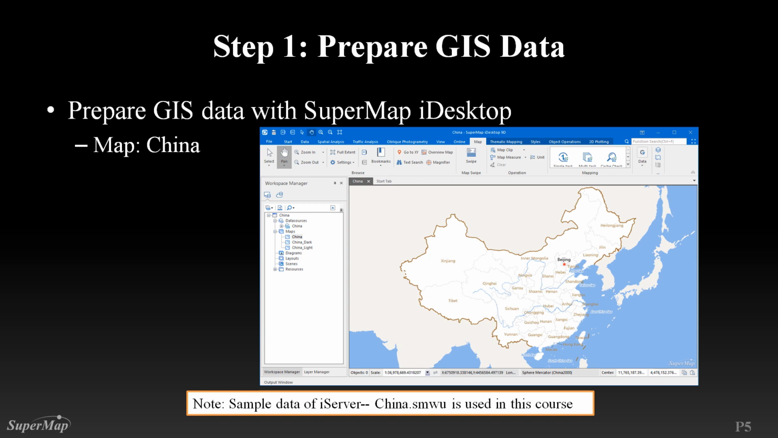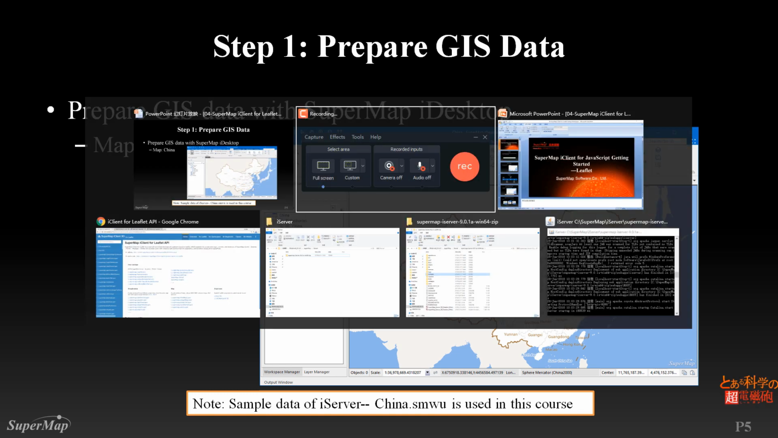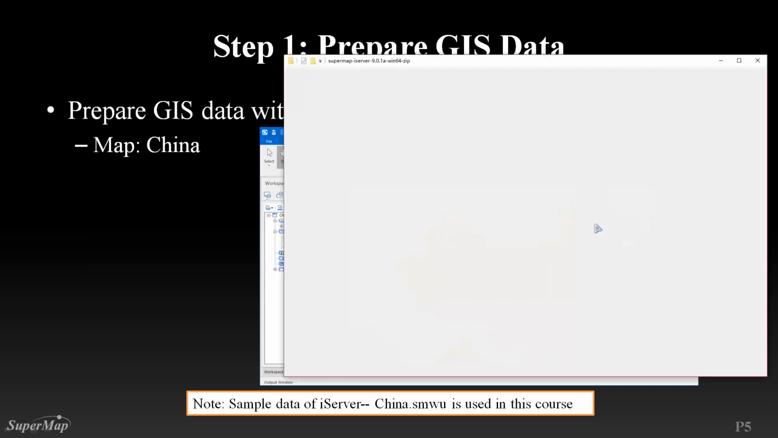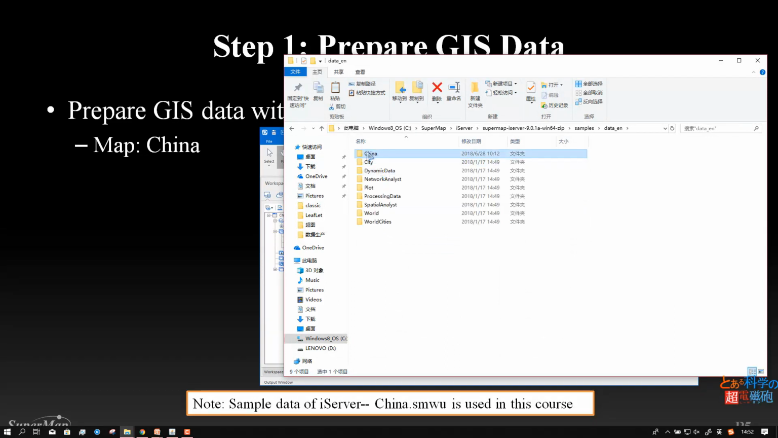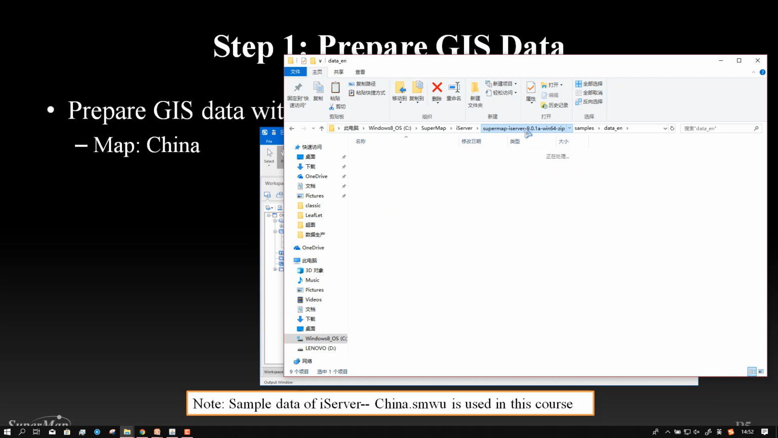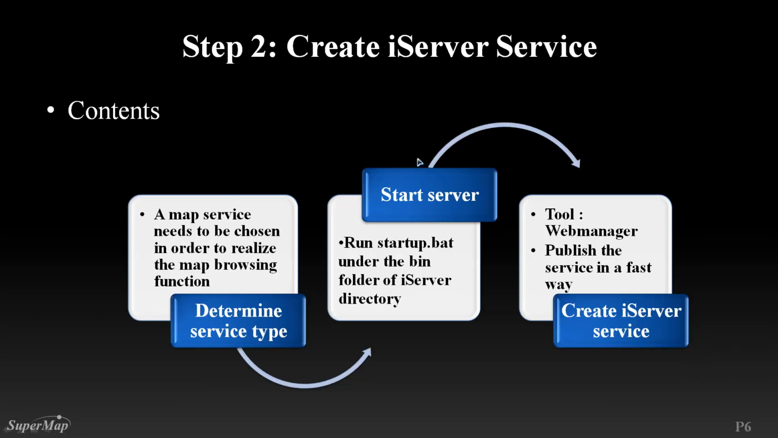Well, then where's the data? We can find the data under the sample folder in the iServer installation directory. As you can see, in the data folder, we can find the China data, the China workspace. When the data is ready, the second step is to create the iServer service. To create the service, we first need to determine the type of the service. Considering that we plan to achieve map browsing, we need to create a map service.